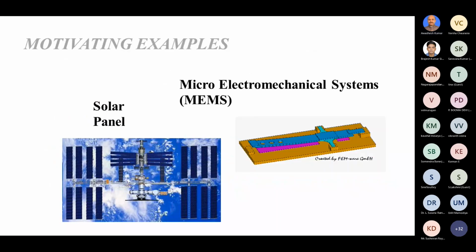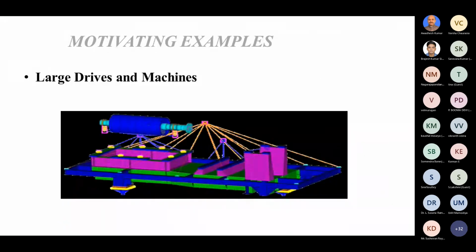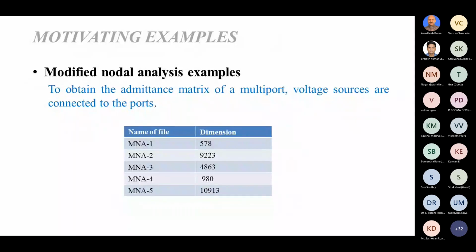Sir, I have already spoken about the motivating examples. This is a MEMS device which has a very large order, so there is a necessity to use model order reduction to reduce the order of this electromechanical system for design and analysis. Similarly, there is a solar panel which has very high order, and again we have to reduce it. The third example is large drives and machines. These are motivating examples of why people have gone for model order reduction. The order is very high, in thousands. There is another example of modified nodal analysis in which the order is nearly 10,000 for MNA5, and this is also reduced to a smaller order so that better understanding can be made.